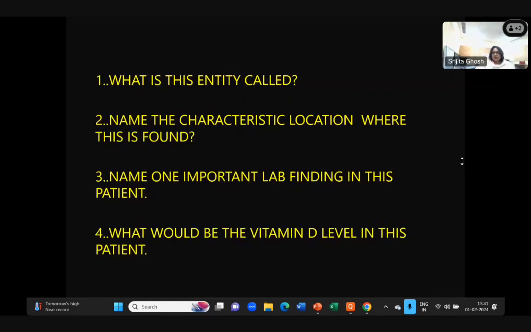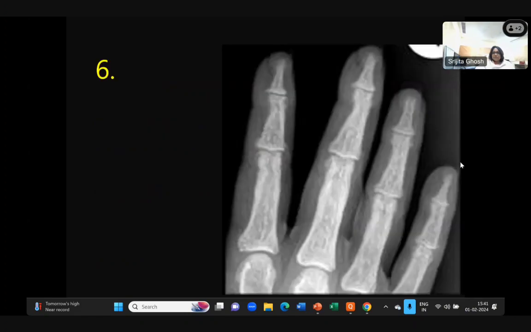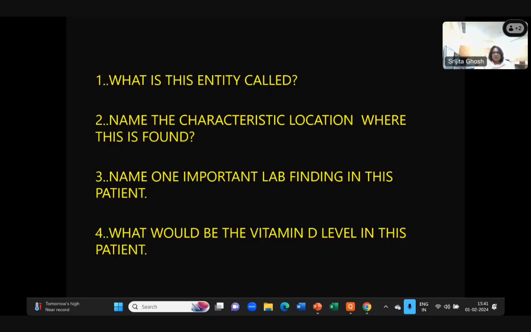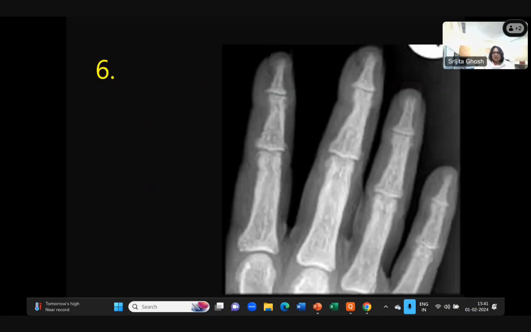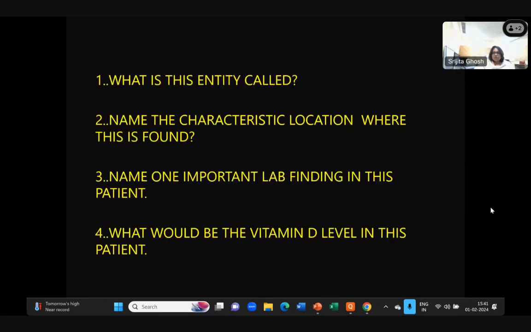What is this entity called? Again, the radiology residents are in a hurry. HPT. Characteristic location. Again, white hand. Baba, that is something specific. Who is writing psoriasis? Yes, radial aspect of phalanx. Very good. Second and third digit.